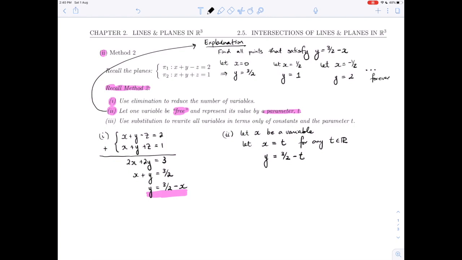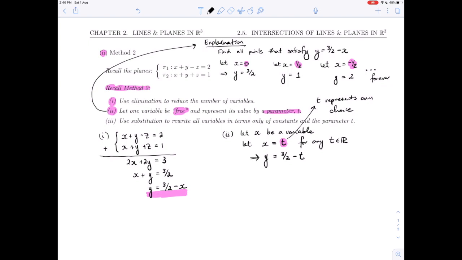This idea of choosing a value for x and then calculating what y has to be in terms of that, well, that's exactly what is going on behind the free variable, right? Instead of saying, let's let x equal 0, let's let x equal 1/2, let's let x equal minus 1/2, let's let x equal t. So t represents all of our choices, any possible choice, any choice that you could choose. And once you've made that choice, then y is determined in consequence, right?